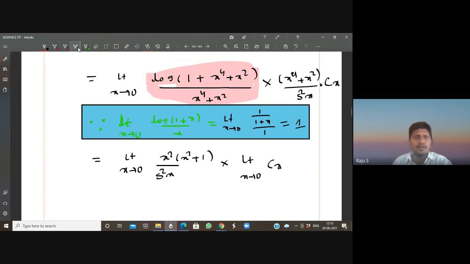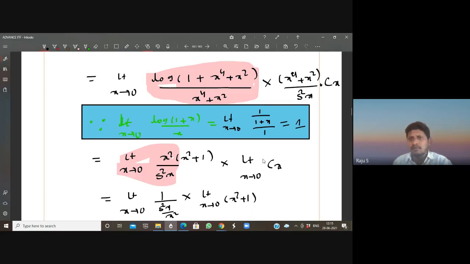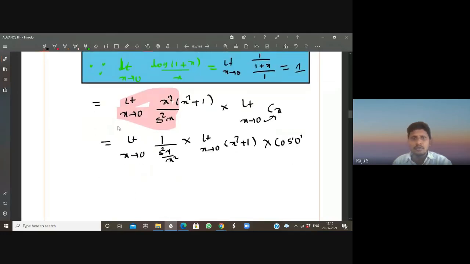See student, what about this value? This is 1 clearly. Again limit x tends to 0, otherwise you can write like this, sin square x by x square into limit x tends to 0, x square plus 1. So finally here, into cos 0. I want to substitute limit here, cos 0. So this value clearly is again 1 into 0 square plus 1 into cos 0 value, which is 1. Cos 0 value is clearly 1, right? Finally, what is the answer, student? This is equal to 1.